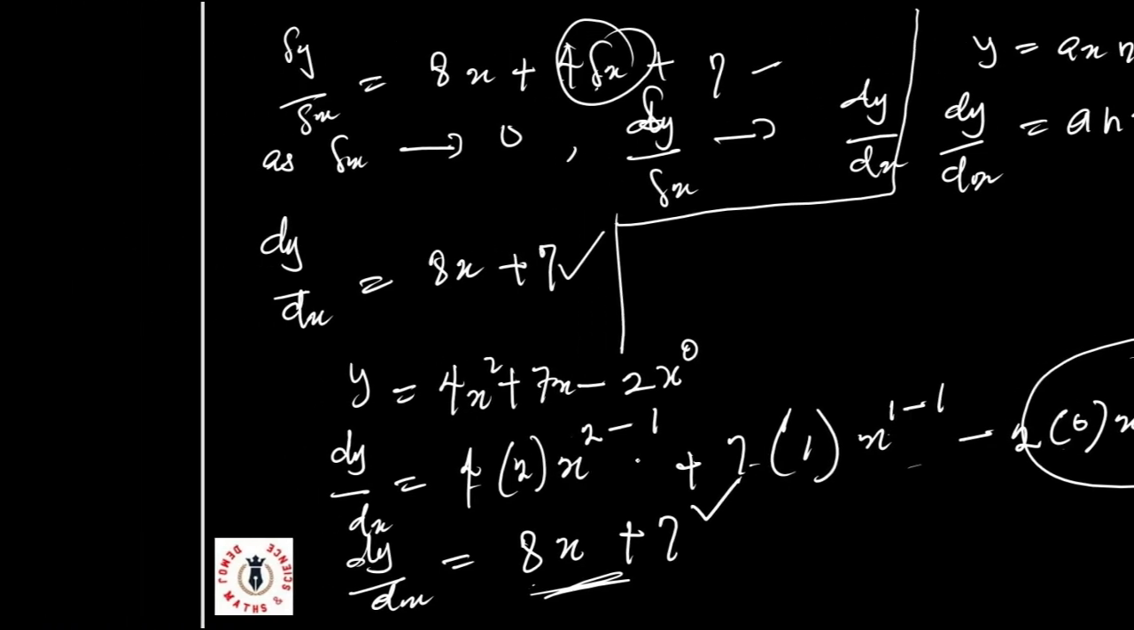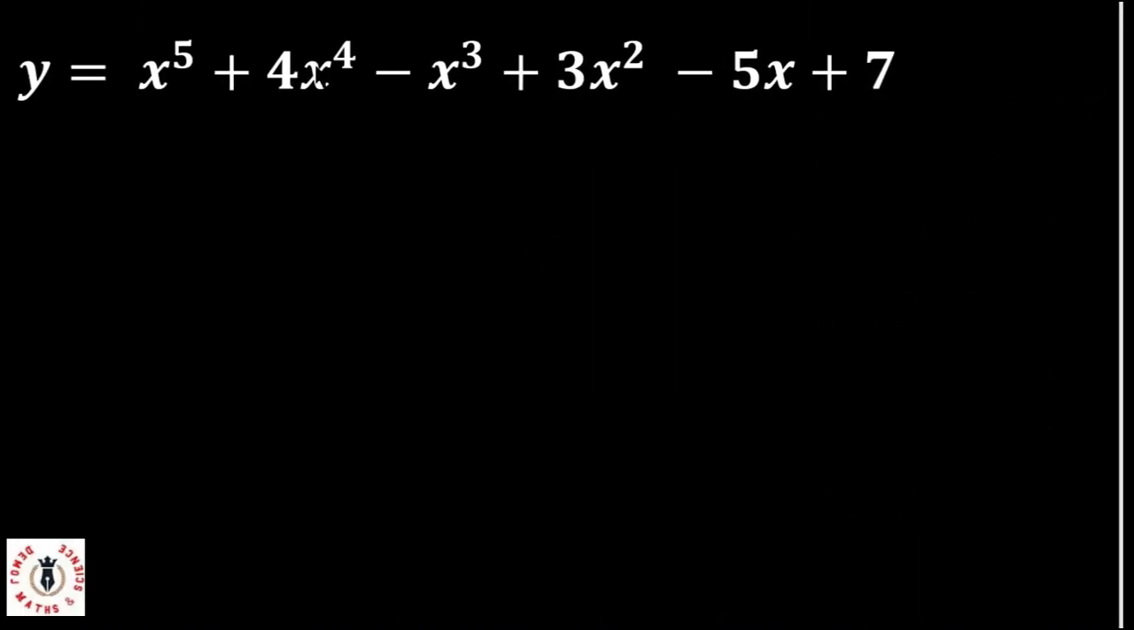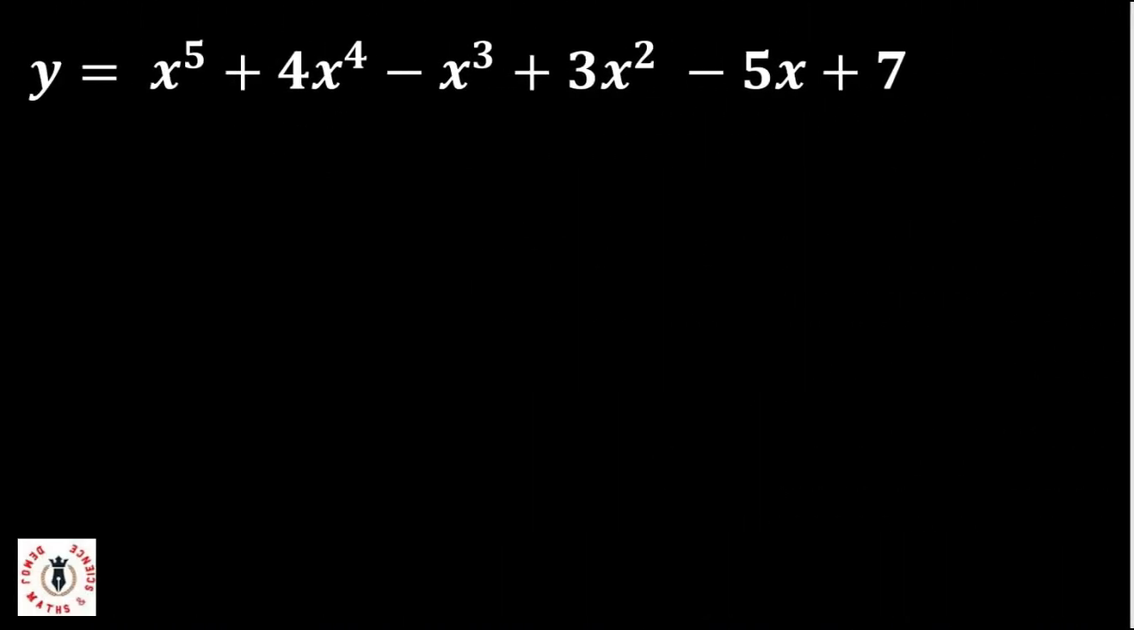Now let's look at the second question. Here is a typical polynomial function, and having this from first principle will be very tedious. So the best thing for us to use here is to derive from the formula. Remember, our formula says if y equals ax raised to power n, then your dy/dx will be the same thing as a n x raised to power n minus 1.